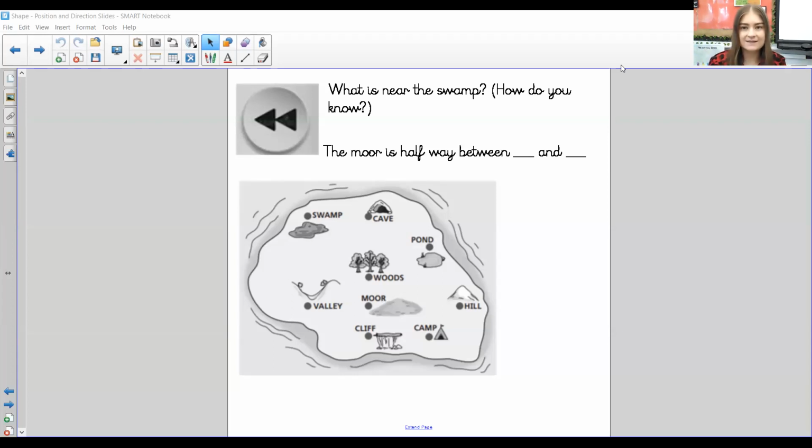And so this rewind is just a couple of questions I want you to have a go at. So if you want to write rewind in your book, I've got a couple of questions for you. So what is near the swamp? This is using our last lesson's learning. What is near the swamp and how do you know that that's what it is? And then the moor is halfway between, because we looked at halfway last time. Okay, so pause and have a go at those for me.